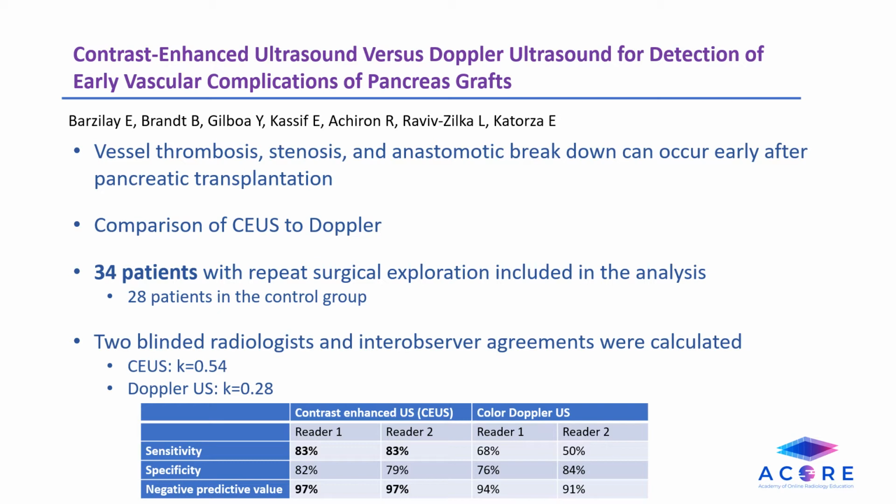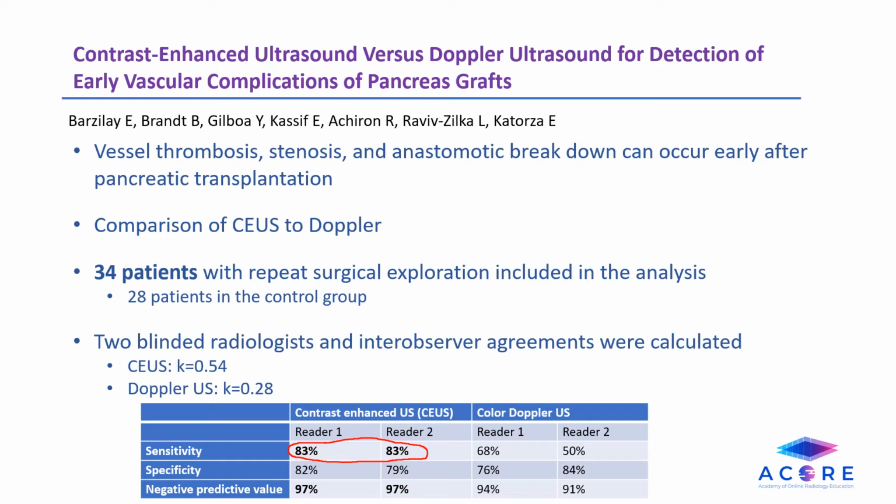So in the table at the bottom, you can see contrast-enhanced ultrasound on the left and color Doppler on the right, and you see the sensitivity of 83% and 83% for reader 1 and reader 2 was better than color Doppler ultrasound for sensitivity. The specificity was kind of a wash. As you can see, it's very similar between the 2 groups.